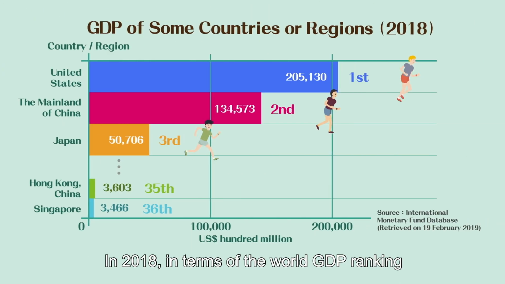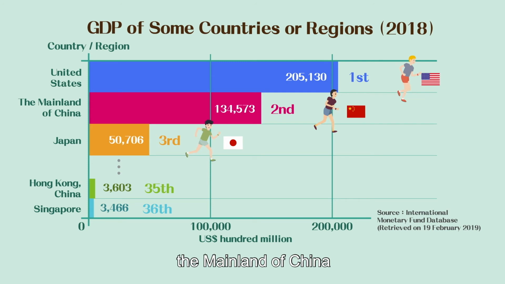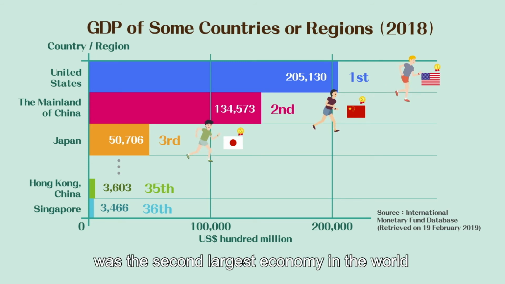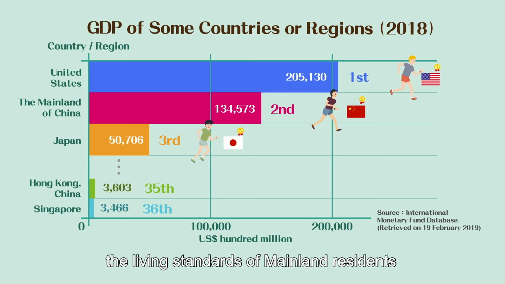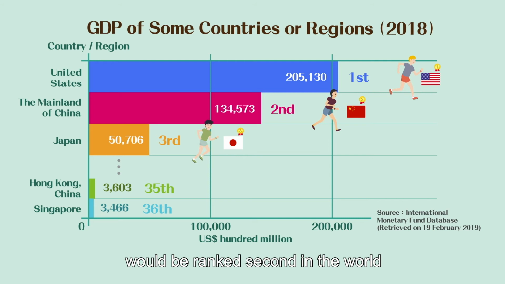In 2018, in terms of the World GDP Ranking, the mainland of China was the second largest economy in the world, following the United States. However, it does not mean that the living standards of mainland residents would be ranked second in the world.